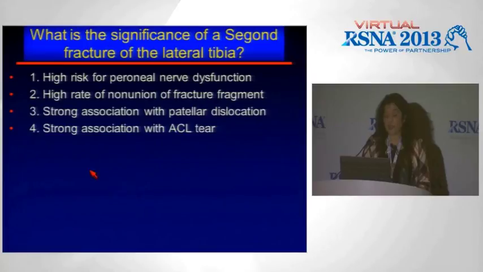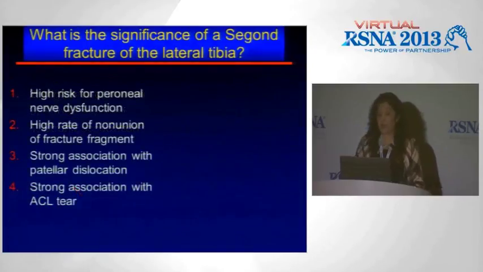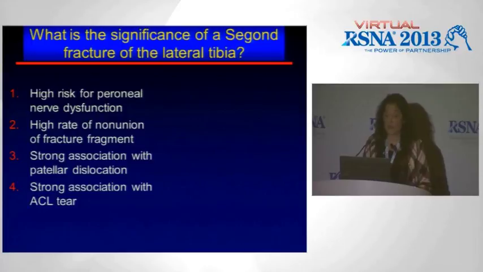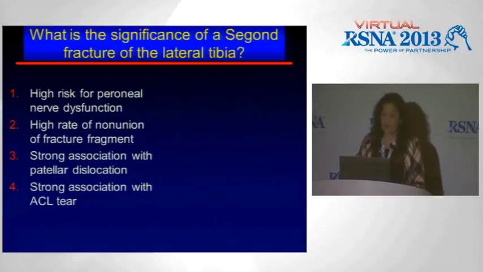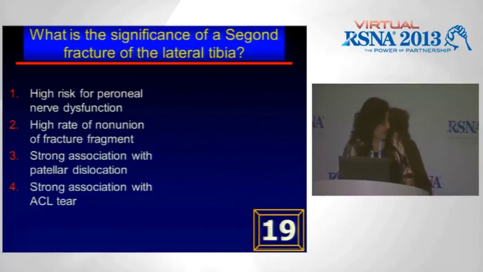And your next question is, what is the significance of this Segond fracture? And the choices are, number 1, there's a high risk of peroneal nerve dysfunction. Number 2, there's a high rate of non-union of the fracture fragment. Number 3, there is a strong association with patellar dislocation. And number 4, there is a strong association with anterior cruciate ligament tear. I think Mark knows the answer to this one.